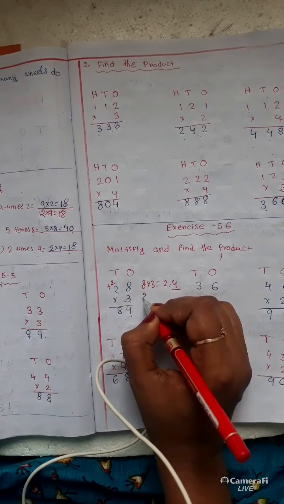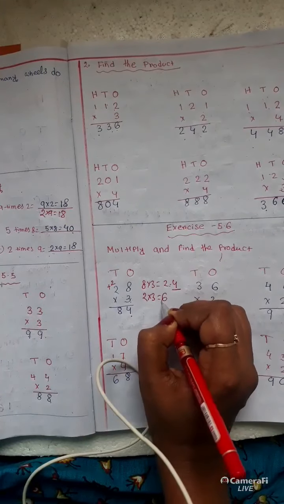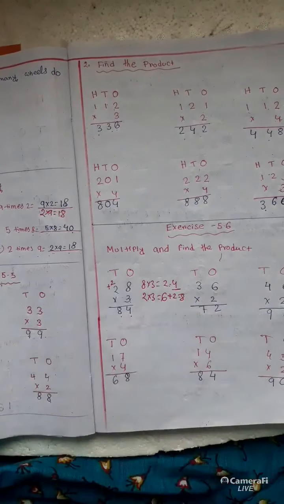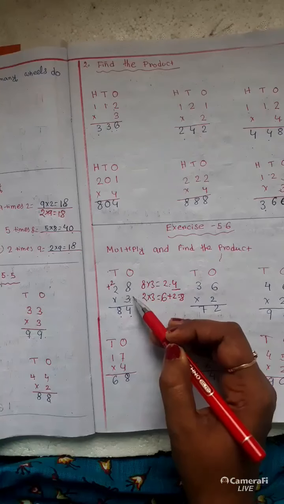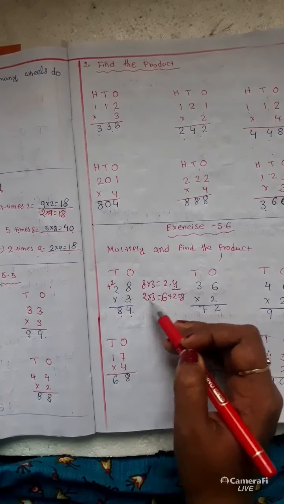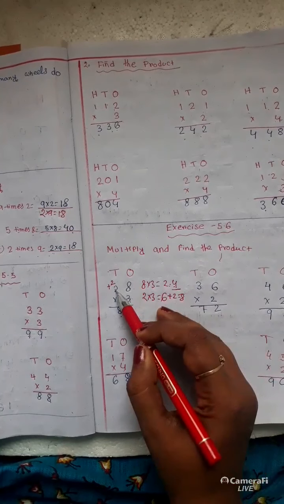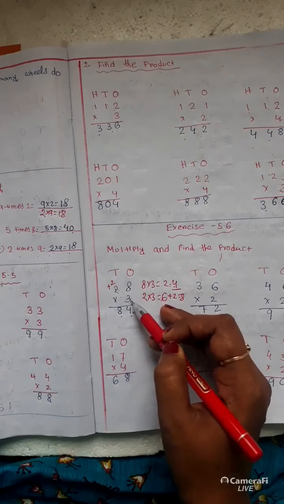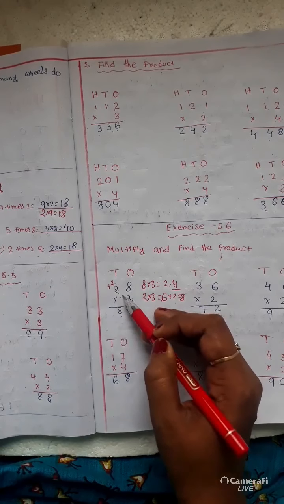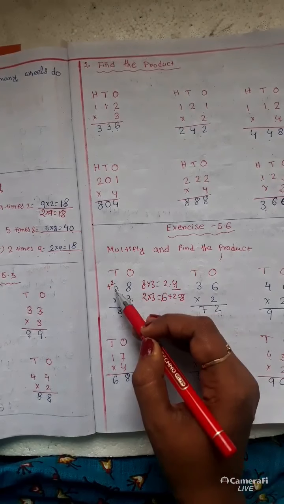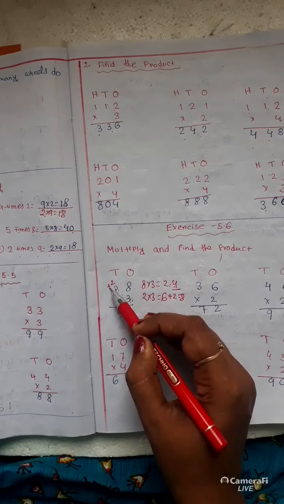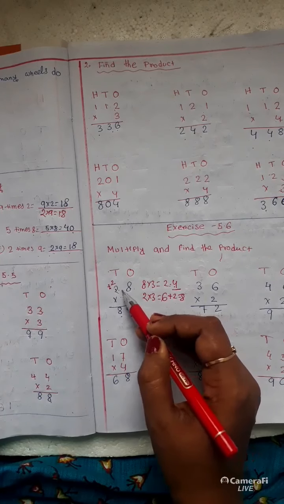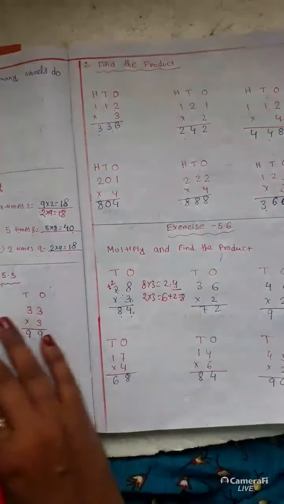2 3s are 6. 6 plus 2 is 8. So I have written 8. Just have a look children, 8 3s are 24. 4 I have taken, 2 I have given to tens place for adding. When we are multiplying the tens place, 2 into 3 is 6, and that 2 which came from ones place I add with this product. So 6 plus 2 is 8.